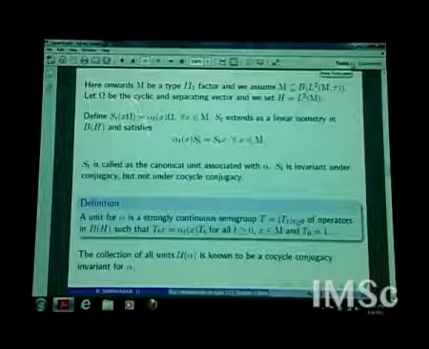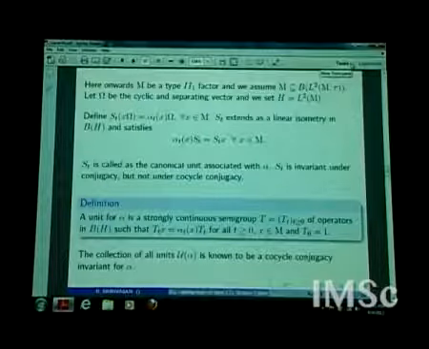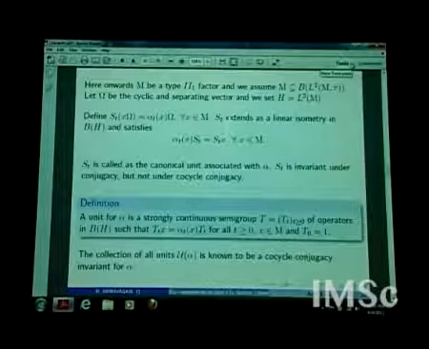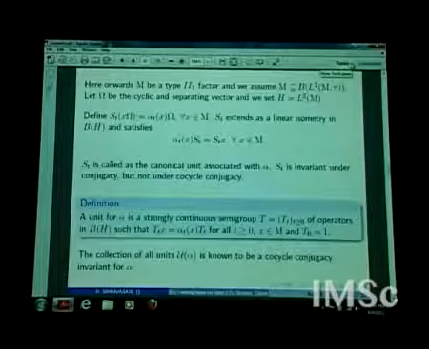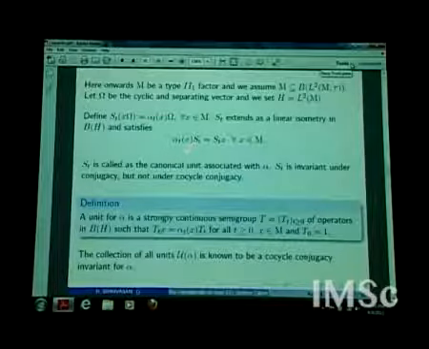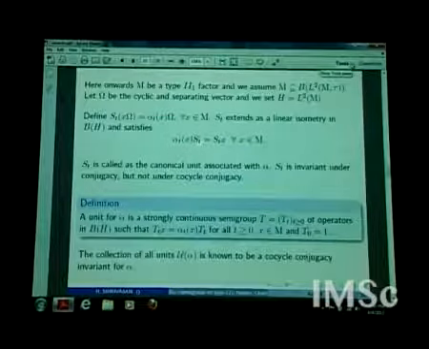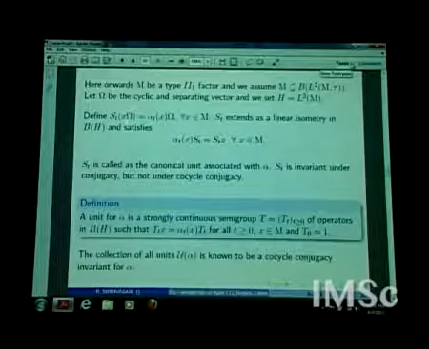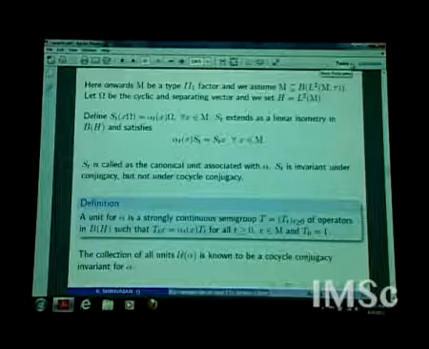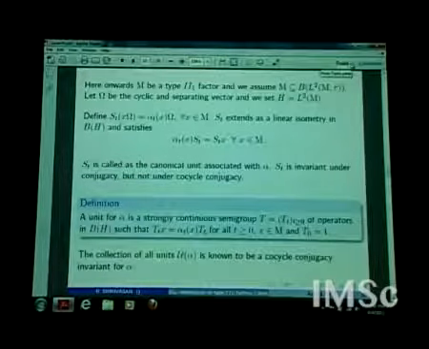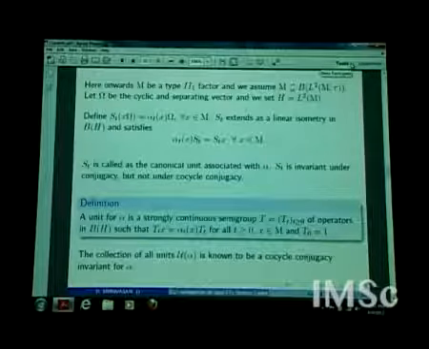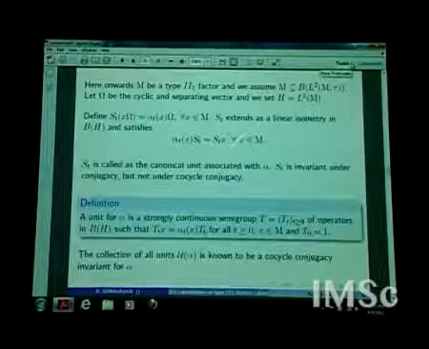Since the trace is unique, using the uniqueness of the trace, one can verify that S_t is actually an isometry and it satisfies this relation. Any operator satisfying this relation is what is called a unit, and I am defining a unit here. This particular unit is special because it is defined using this representation, so we call it the canonical unit or the vacuum unit associated with this alpha. This S_t is invariant under conjugacy, but need not be invariant under cocycle conjugacy.